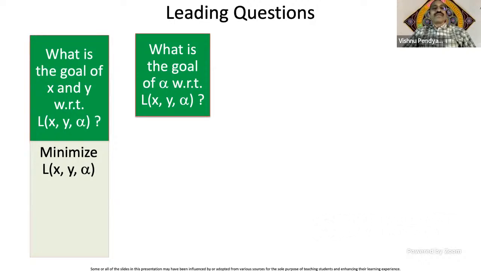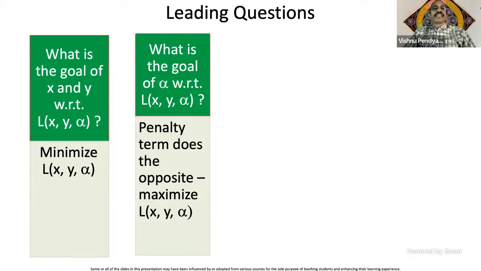Now, what is the goal of alpha with respect to L? It does the opposite, right? The penalty term does the opposite. It tries to maximize the loss. So if the constraint is not met, it will go to infinity. It will try to make the function infinite.